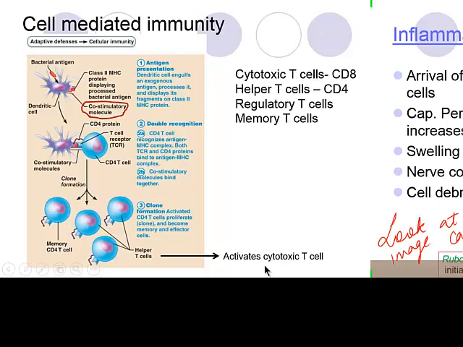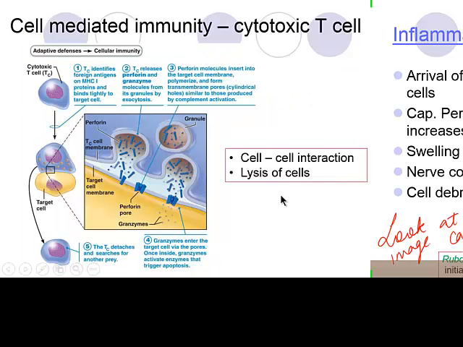This then goes on to activate cytotoxic T cells, and later we'll see it also will activate B cells. Now let's take over how cytotoxic T cells act. So here in cell-mediated immunity, as I said, it's a cell-to-cell reaction. The cytotoxic T cell recognizes an antigen presented by the target cell. So it recognizes the MHC proteins on the target cell, and quickly goes and attaches to it.